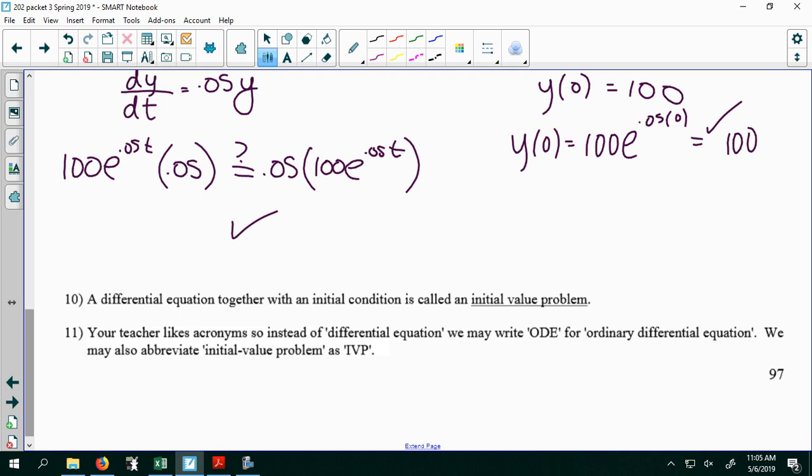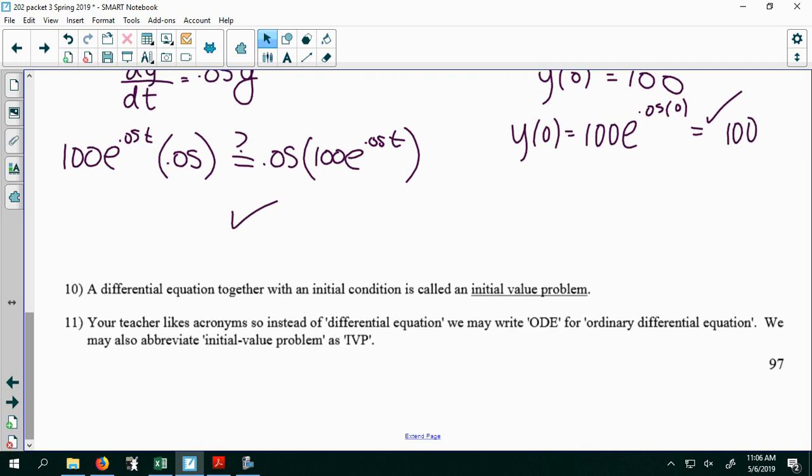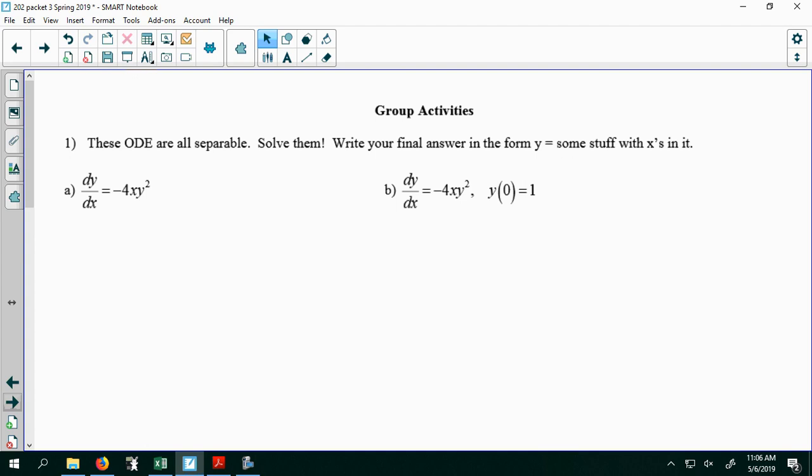So just a little bit of vocabulary and notation. A differential equation together with an initial condition is called an initial value problem. And I like acronyms, so instead of differential equation, I might sometimes write ODE, that stands for ordinary differential equation. And we might also abbreviate initial value problem as IVP. All right, that's it.